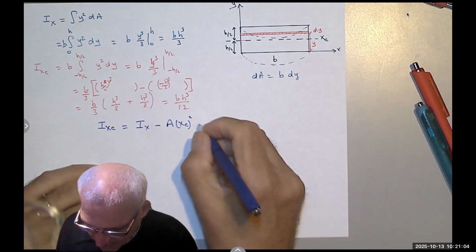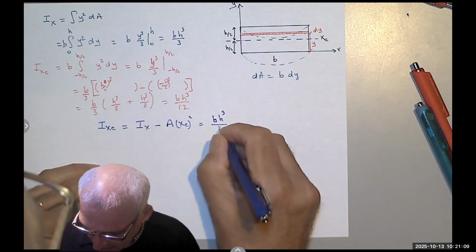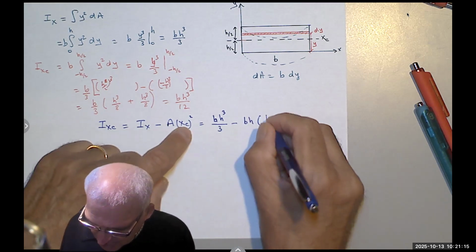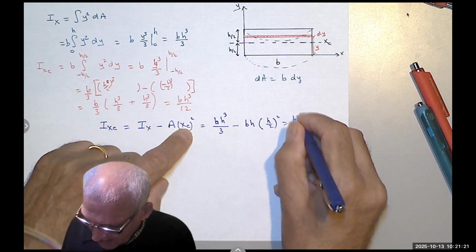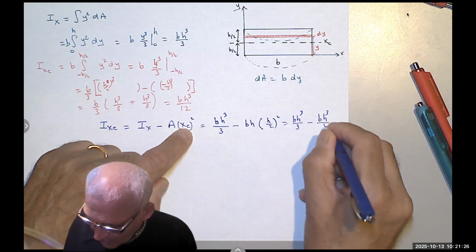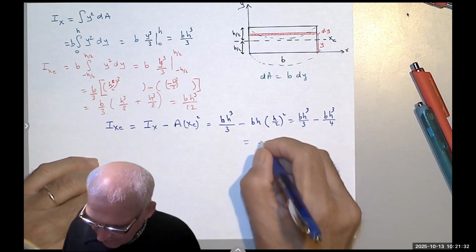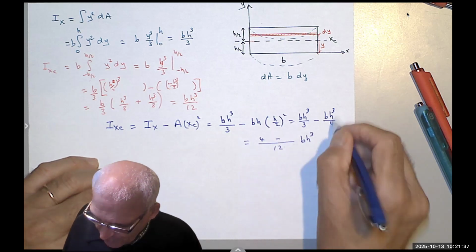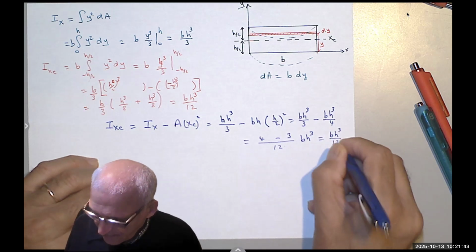Okay, so here I can say it's bh cubed, I'm sorry, h cubed over 3 minus the area, which is bh, times h over 2, the distance from the centroid, squared. So I get bh cubed over 3 minus bh cubed over 4. I take a common denominator of 12. You divide by 3, you get 4, minus, when you divide by 4, you get 3. 4 minus 3 is 1, so you get bh cubed over 12.